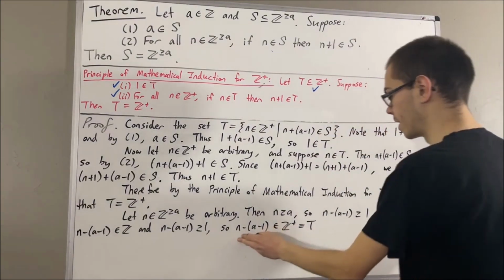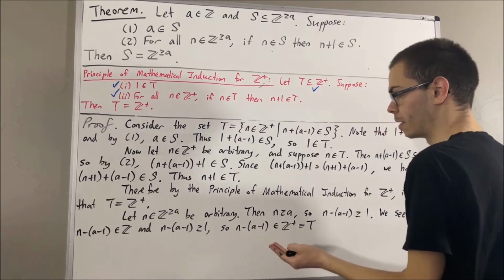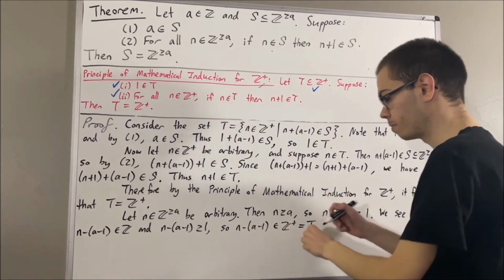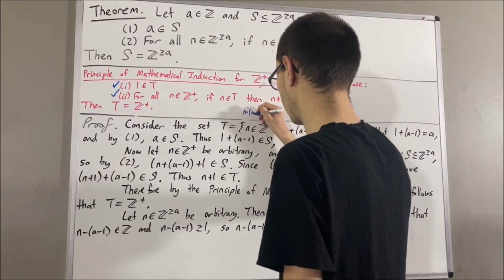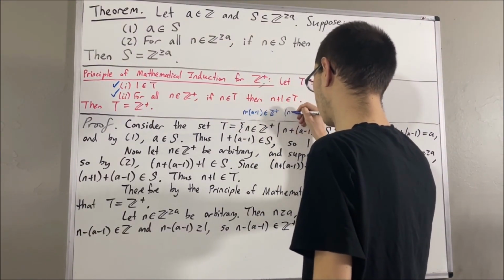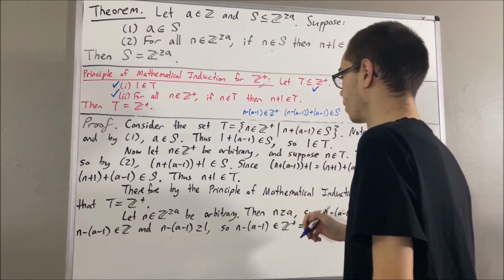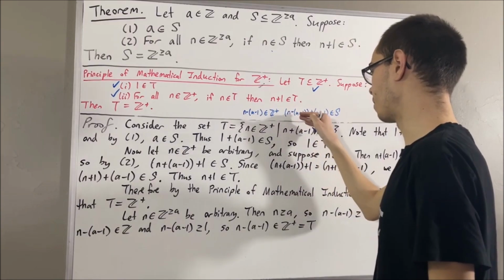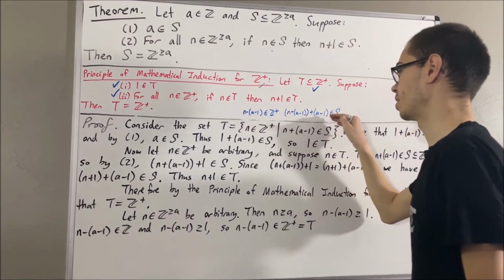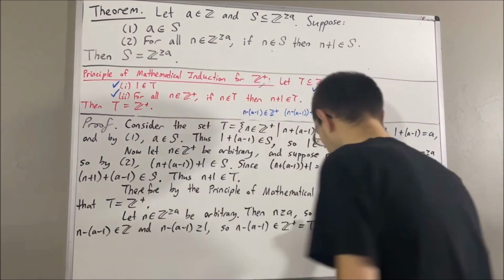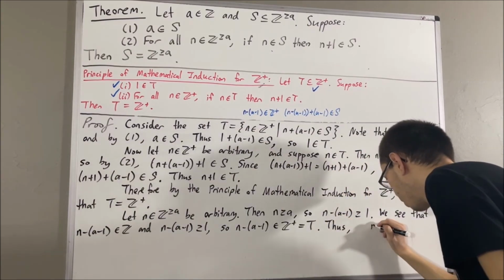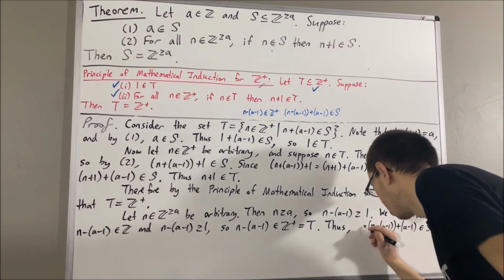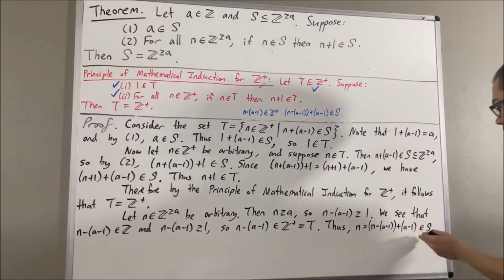And since n minus (a minus 1) is an element of T, what does that mean? Well, if we take n to be n minus (a minus 1), it means we have n minus (a minus 1) as a positive integer, and n minus (a minus 1) plus (a minus 1) is an element of S. But the a minus 1's cancel out, and this is just equal to n. So we have n is an element of S.